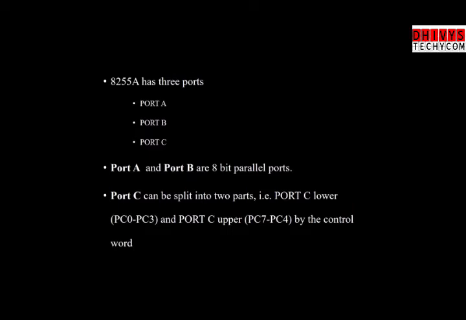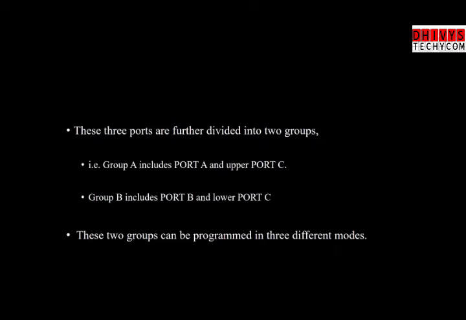The next idea is that we want to group these 3 ports into 2 groups. Port A and upper port C will be group A, and port B and lower port C will be referred to as group B. The main need for grouping these ports is easier access. You can easily send or address data whenever it is required. That will be reflected in the block diagram. I repeat, group A is port A and upper port C, and group B is port B and lower port C. These groups can be programmed in 3 different modes.